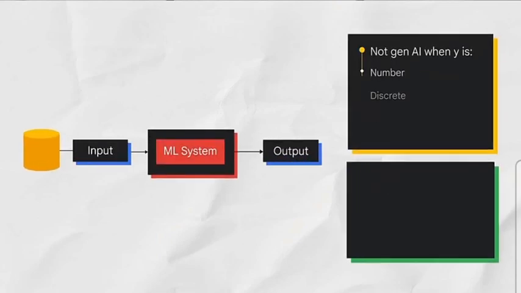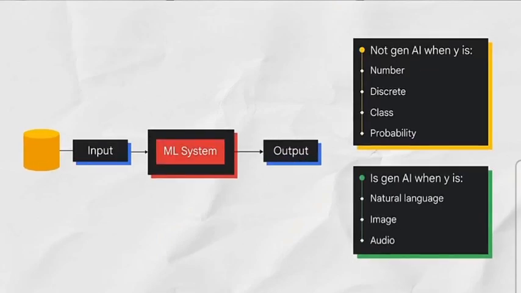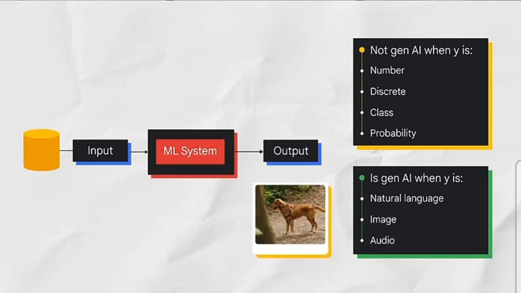So, what if someone challenges you to a game of, is it Gen AI or not? I've got your back. This illustration shows a good way to distinguish between what is Gen AI and what is not. It is not Gen AI when the output, or y, or label, is a number or a class. For example, spam or not spam, or a probability. It is Gen AI when the output is natural language, like speech or text, audio, or an image like Fred from before, for example.